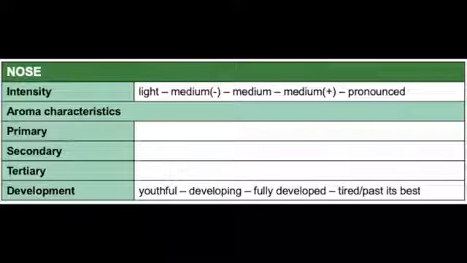Okay, let's move on to the nose. Okay, there are 7 marks available on the nose. 1 for intensity, 5 for aroma characteristics, and 1 for development. Okay, the first thing we always look at is the condition of the wine. Are there any faults? There aren't any in this particular wine, but also you're not going to get a mark for it anyway, but it's good practice to note that. This wine is clean and fruity, nothing like TCA or Brett in this particular wine.